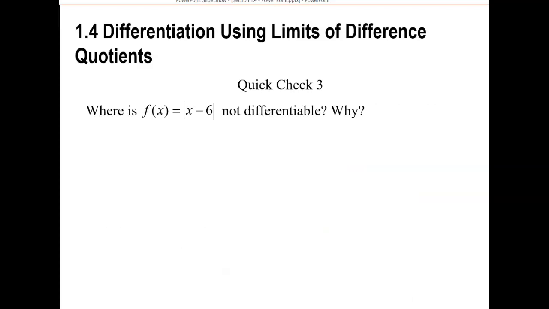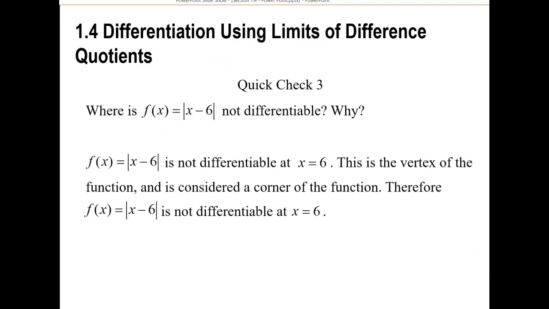All right, so where is this function f of x equals the absolute value of x minus 6 not differentiable? So let's think back to what we know about what this graph looks like. Absolute value graphs are a shape of a V, and this is x minus 6 on the inside. That would cause the V shape to move to the right 6 places. So your corner of the V occurs at x equals 6. So if you imagine the graph of this function, it has a corner at the x value of 6, so it shouldn't be differentiable when x is 6.